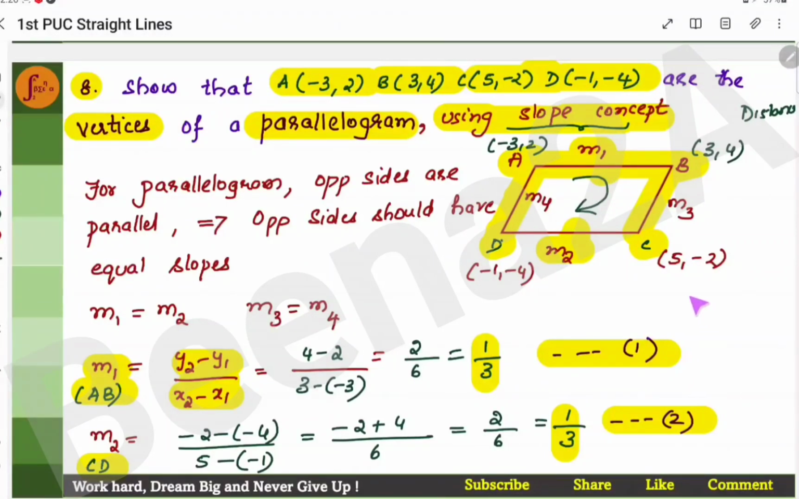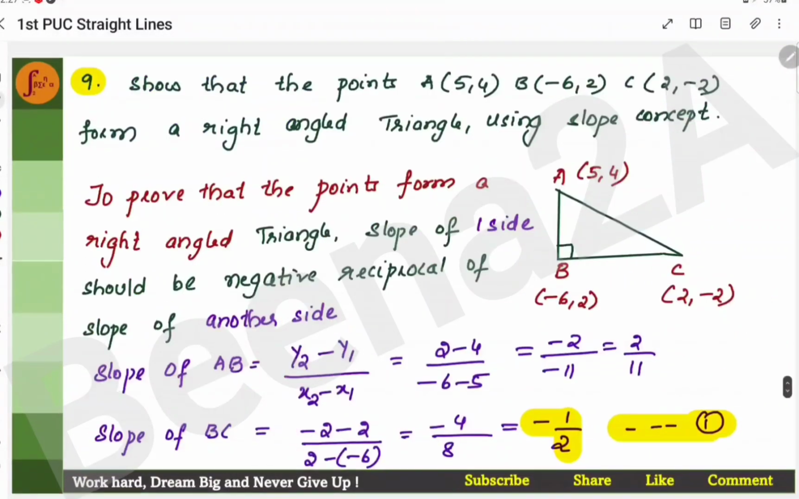Don't make it like this. Don't do this, right? It should be in one direction, either clockwise or anti-clockwise, right? Either you follow this direction or follow this direction. A, B, C, D, this way, continuous, right? Because if you interchange, you may not get equal slopes. That's why whatever vertices they have given, put it in one direction.